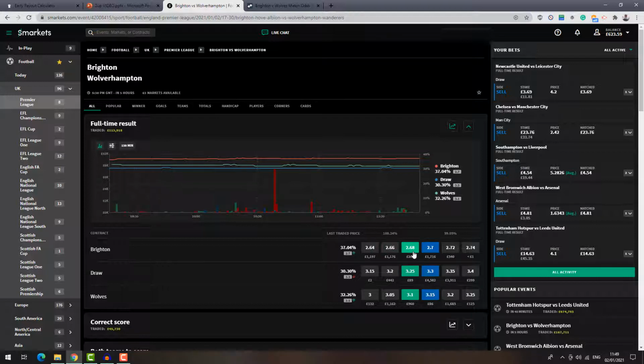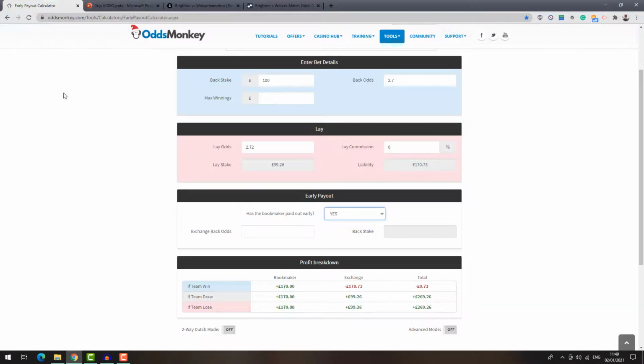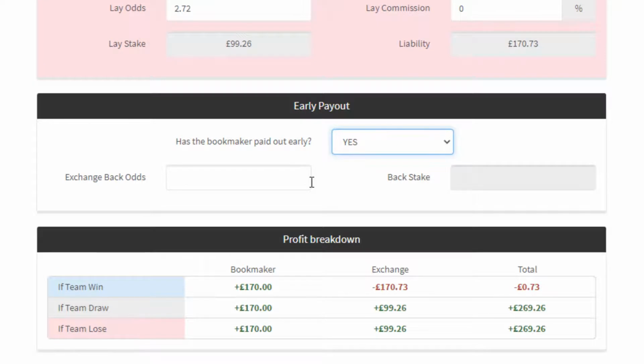Now this number, if Brighton did indeed go 2 goals up in this match, would be much lower. So it would be much more likely to be around 1.2. So let's assume that Brighton have gone 2 goals up and the current back odds, which are in the green box, are now 1.2. So what you would do is jump back to the early payout calculator and enter that number, which we'll say was 1.2.